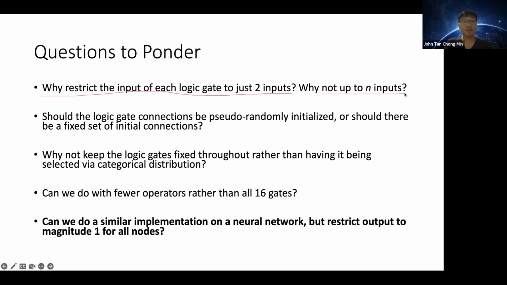Okay, maybe I'll answer first. I think it's because it's very hard to compute the equation for more than 3. They want to model all possibilities, right? So if you do 3 inputs, you have 3 to the power of 4 possibilities, which is 81. So you need 81 logic gates. This is why I think they only restricted to 2. Do you have any opinions on this?